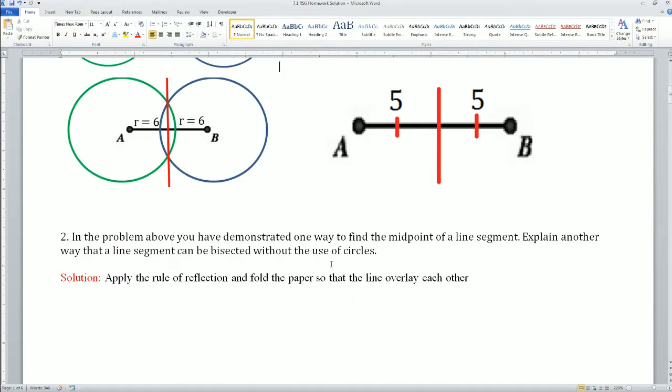Alright, next, number 2, it says, in the problem above, demonstrate one way of finding the midpoint of a line segment. Explain the other way that you can do that. Again, you could apply the rule of reflection in our transformation. We can reflect A on top of B by folding the paper so that the line overlays each other. You can still create the same image. So construction can occur by transformation as well.